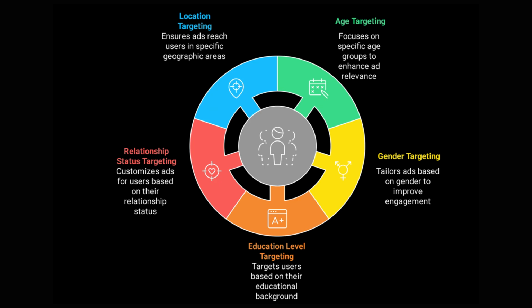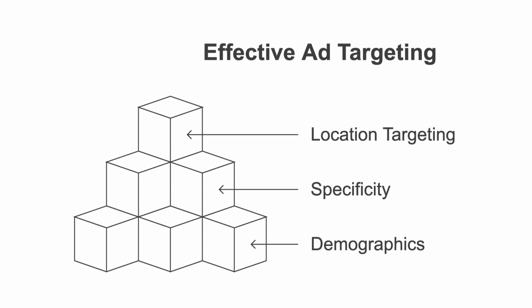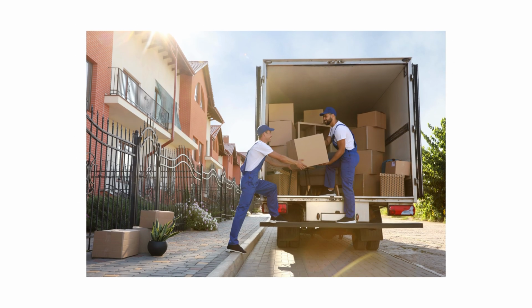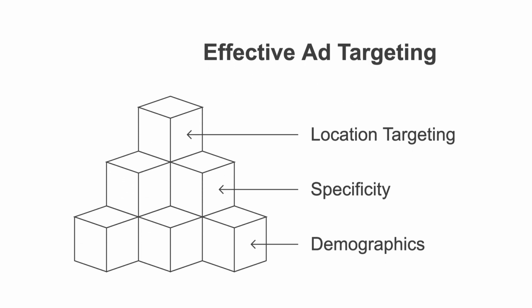1. Demographics, the building blocks of targeting. Let's kick off our deep dive with demographics. Facebook provides a plethora of demographic data that allows you to filter users by age, gender, education level, and relationship status. For instance, if you run a wedding planning service, you can target women aged 22 to 30 who are engaged. This kind of specificity ensures that your message resonates with the right group.